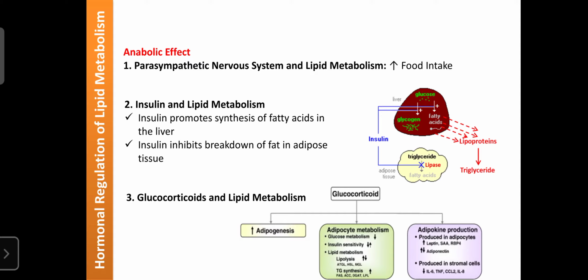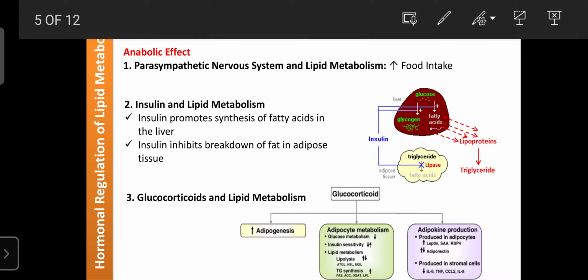Regarding the anabolic effect, there are three molecules involved in building up, or enhancing, lipid metabolism. The first one is the parasympathetic nervous system. This system you already know. It is the opposite of the sympathetic nervous system, and it can enhance the digestive secretions and digestive enzymes, and it also stimulates food intake.